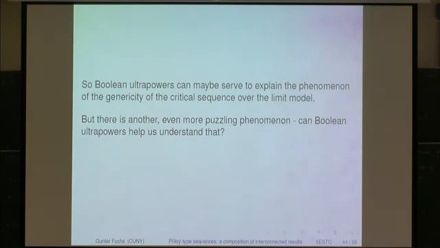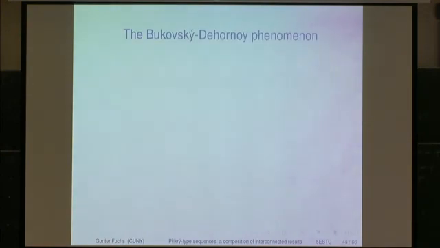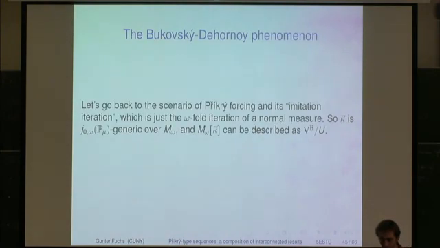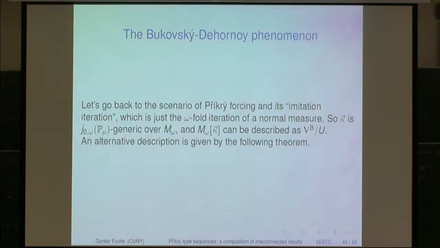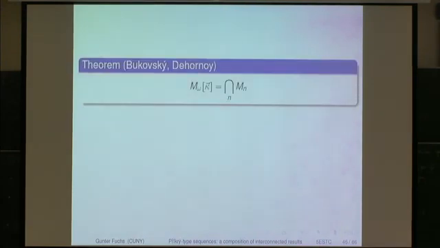And now I want to move to another, I think, really puzzling phenomenon about all of this, which is what we call the Bukovský-Dehornoy phenomenon. For Prikry forcing, for example, we had this iteration. The critical sequence is generic over the limit model, and it can also be described as V^B mod U, but the forcing extension can also be described as the intersection of all the M_n's. So we get the forcing extension of the limit model by the critical sequence by intersecting all the finite iterates.